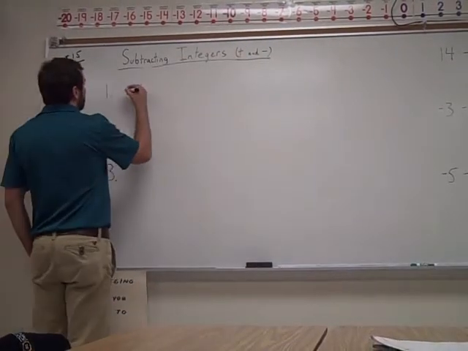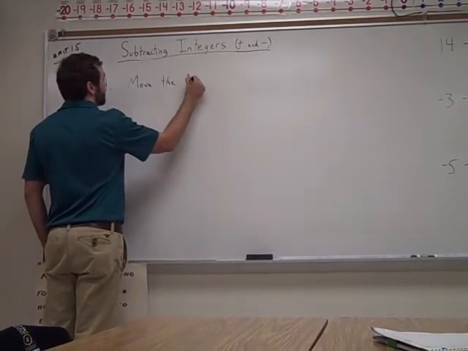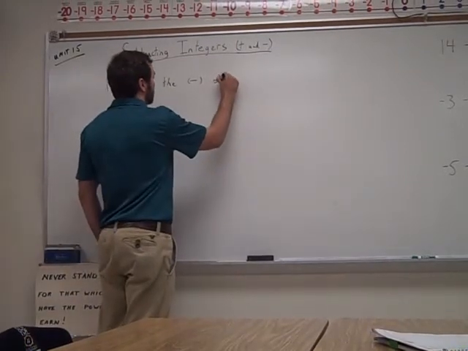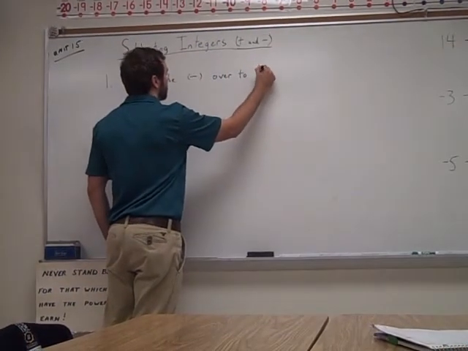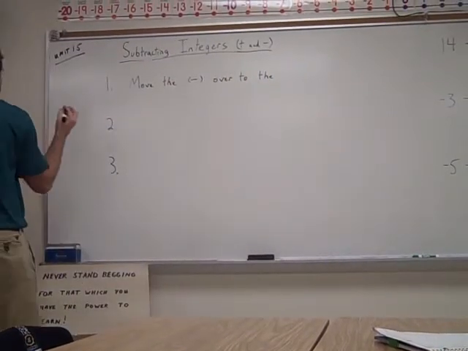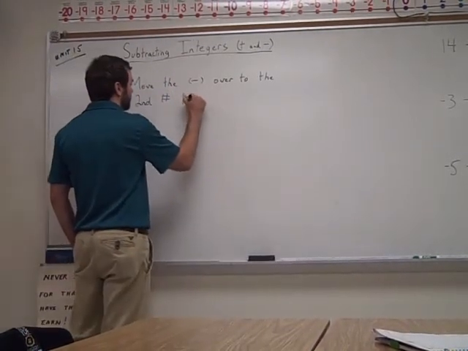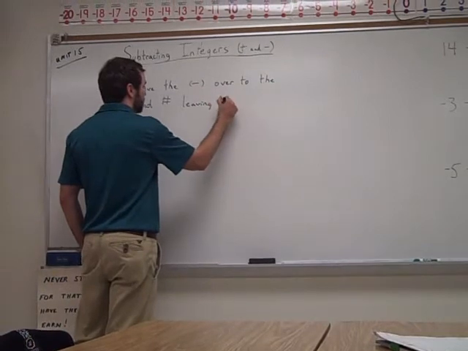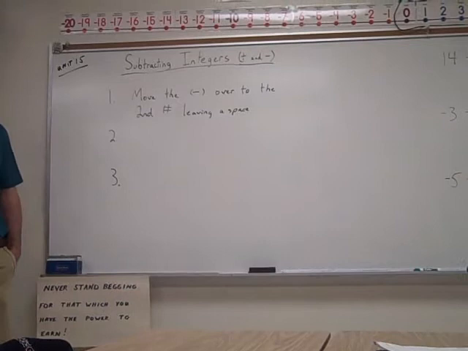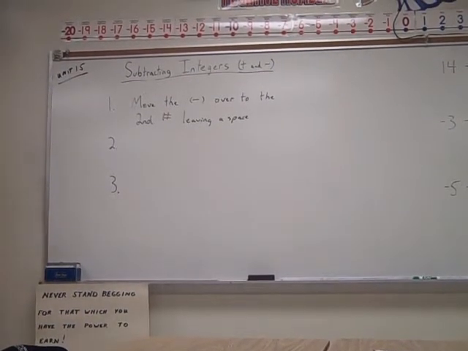So the first step is you're going to move the minus sign over to the second number, leaving a space. So we're going to take that minus sign that's in the middle and move it to the second number, which leaves a space.